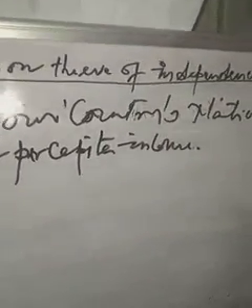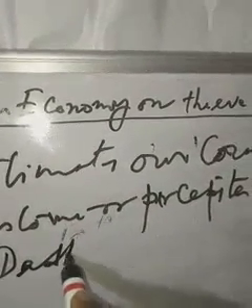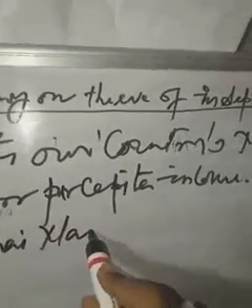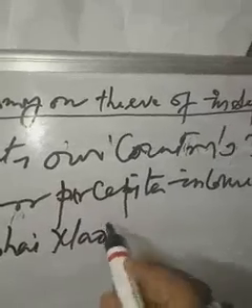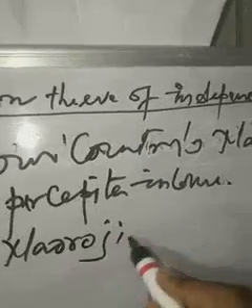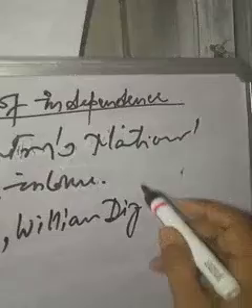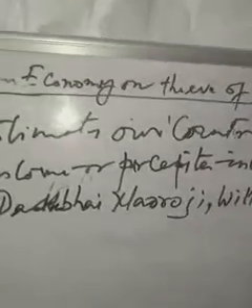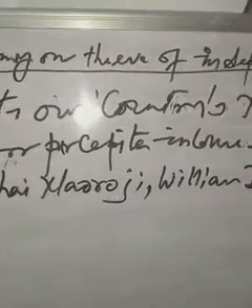But some educated estimators at that time, like Dadabhai Naoroji and William Digby, tried to estimate our country's national income or per capita income.